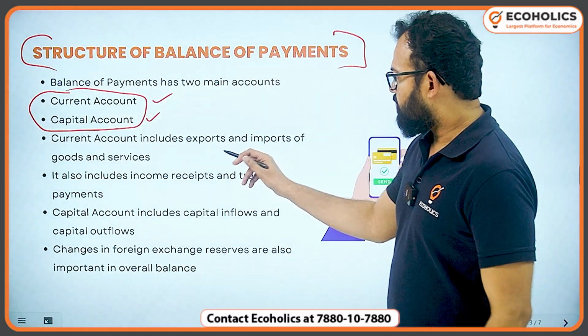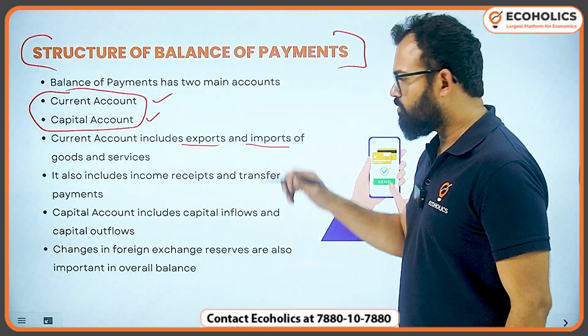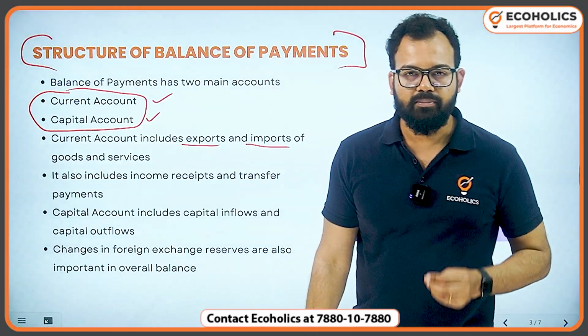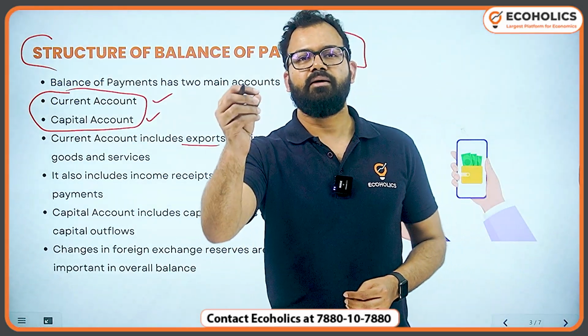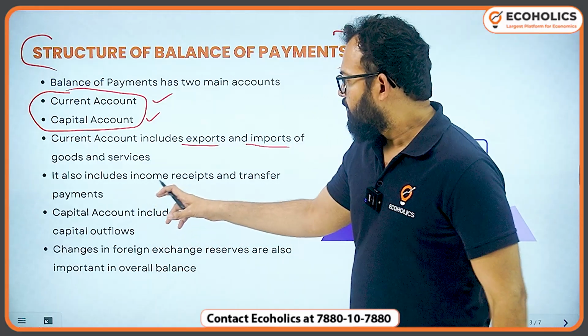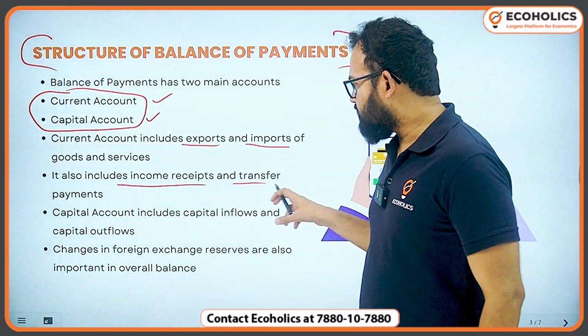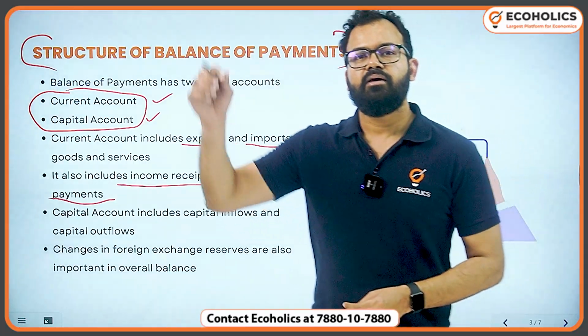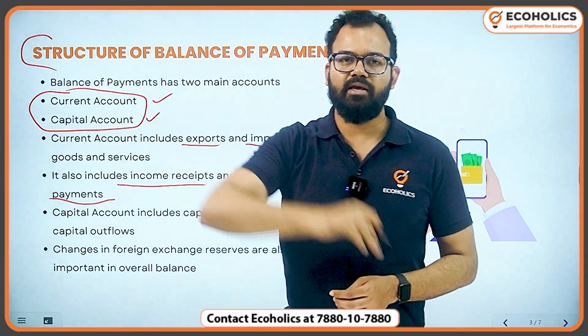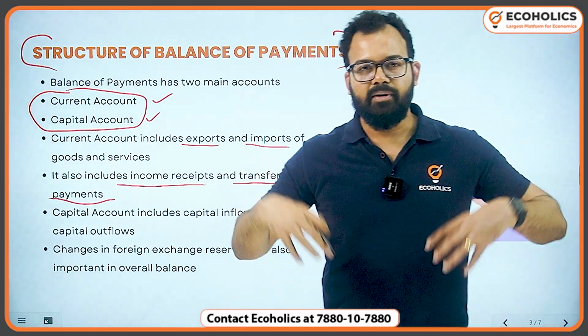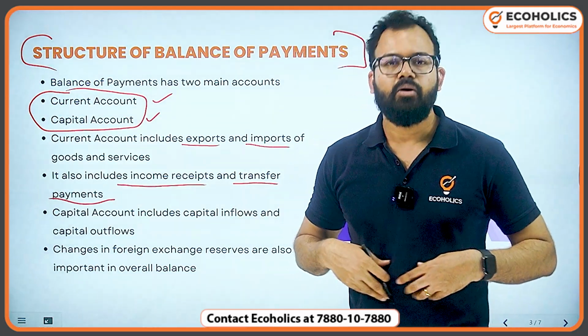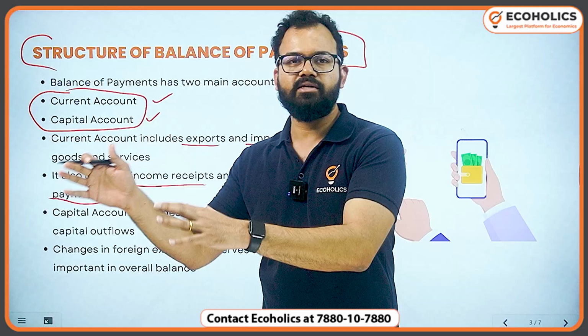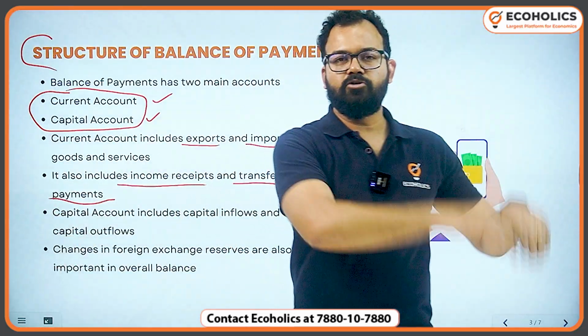So the current account includes exports and imports of goods and services. For example, petroleum coming in, pharmaceuticals and medicines going out. It also includes income receipts and transfer payments. For example, an Indian company working for abroad receiving income. Transfer payments: suppose I am working in Gulf countries, the US, or the UK, sending money back to my parents.